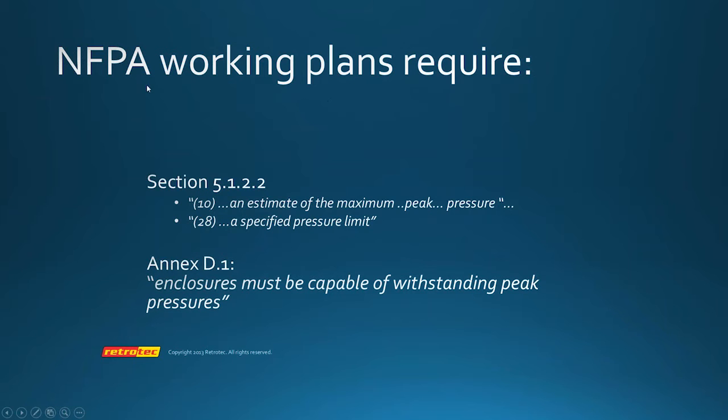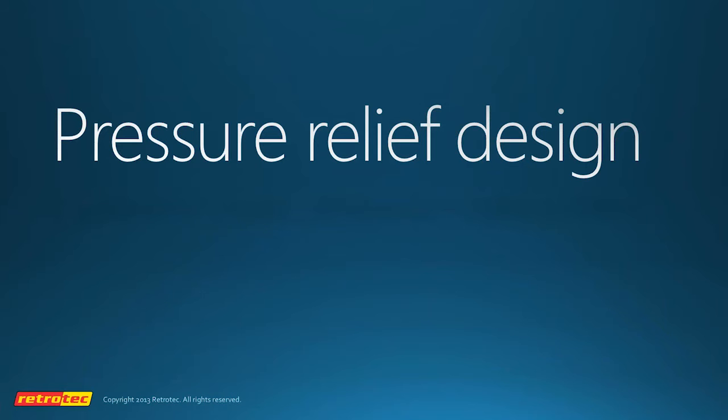So on the NFPA standard, section 5.1.2.2 says that an estimate of the maximum peak pressure must be done, and that there has to be a specified pressure limit. So if you go through the standard, you can find these sections that specify those peak pressure requirements. There are no peak pressure equations in the standard. All of those are supplied outside, either, as we described earlier, the FSSA equations, FIA, VDS, etc. So we're going to be focusing mostly on the FSSA equations here. So now we're going to talk quickly about peak pressure relief design.